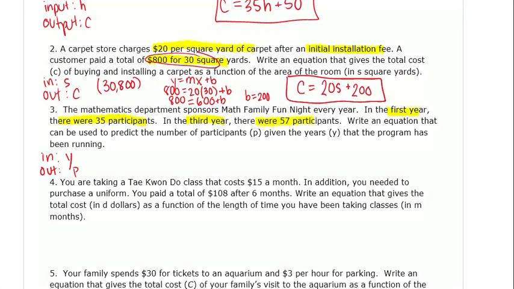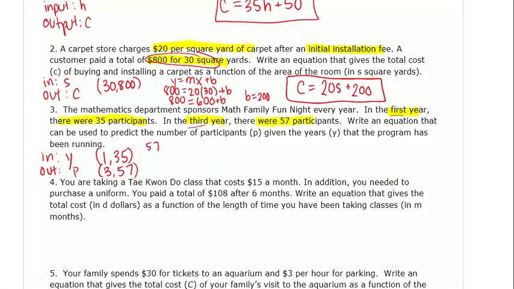And it's a little bit harder to see because some of our numbers aren't actually written as numbers. We have first year and third year. So our information says in the first year there were 35, so that's going to be (1, 35). And in the third year there were 57, so that's (3, 57).